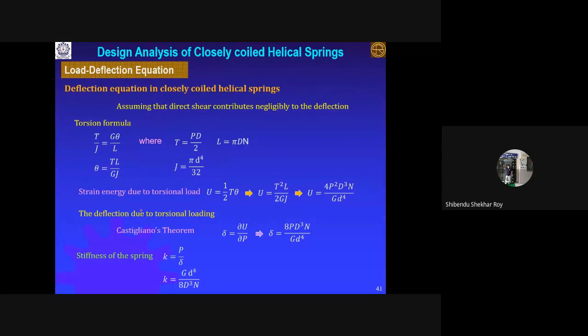Now, where T equals, as you know, we already approximated, P into D by 2, J equal to pi d to the power 4 by 32. What is L? L is the length of the spring. Now, what could be the length of the spring? Length of the spring, you can also do experimentation if you are unable to find out.